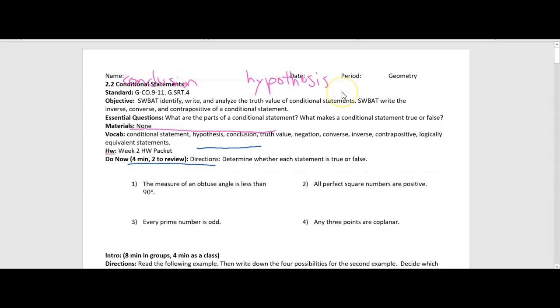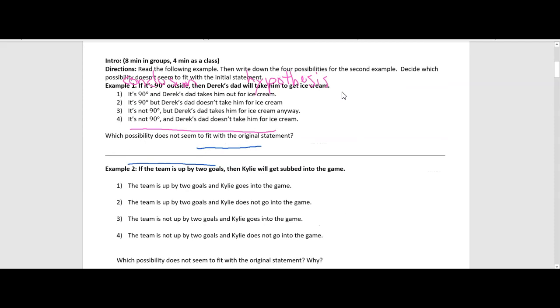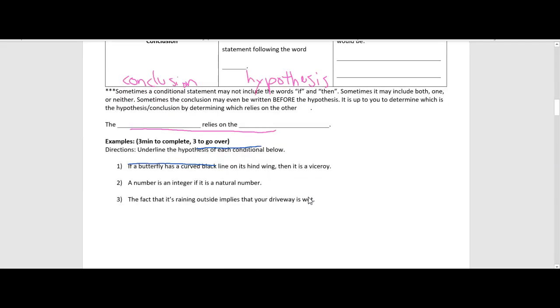Let's just look real quick. It was Kylie going into the game.